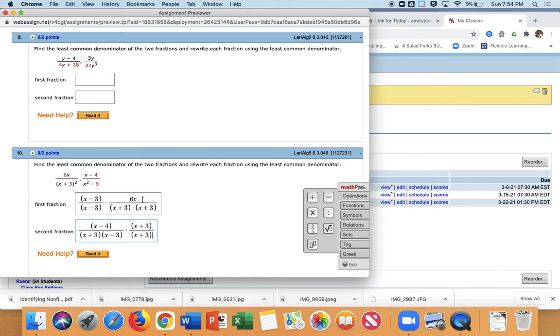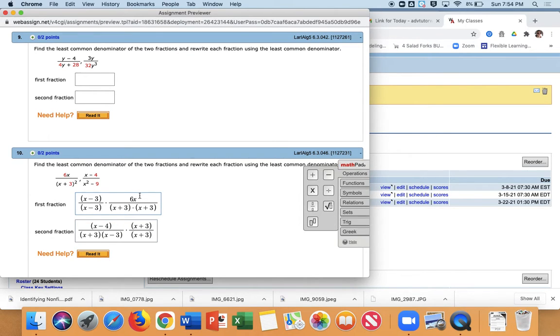So now what I want to do is distribute 6x to an x minus 3. And here I would want to FOIL the numerators. So this would give me 6x times x would be 6x squared, and a 6x times a negative 3 would be minus 18x. And then in the denominator, I would have x plus 3 times x plus 3 times x minus 3.